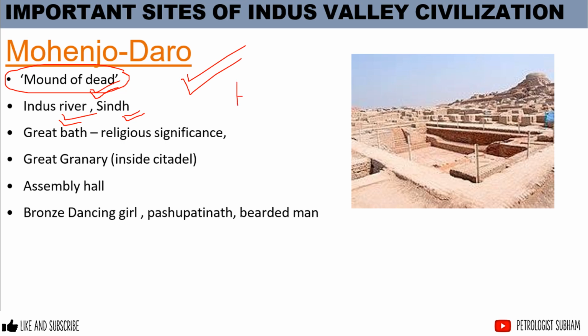Then Harappa was on the bank of which river? This question is also frequently asked. Now most of you will be confusing it with Indus as well. But the city of Harappa was located on the banks of the Ravi river, one of the tributaries of Indus. Okay. The Great Granary was found in Mohenjo-daro. Great Granary. Okay. Very important question. The bronze dancing girl, Pashupatinath and the bearded man, their toys or figures, were found in Mohenjo-daro.